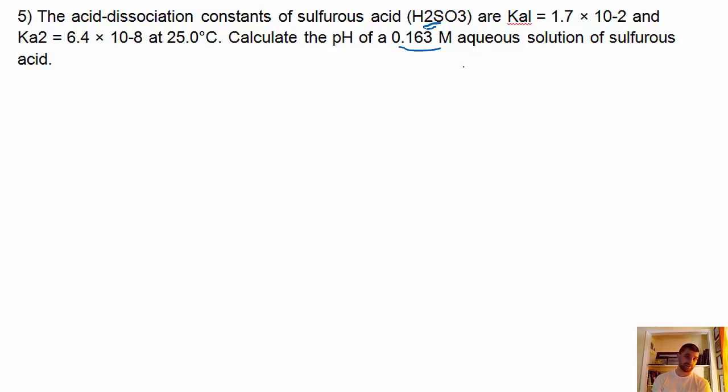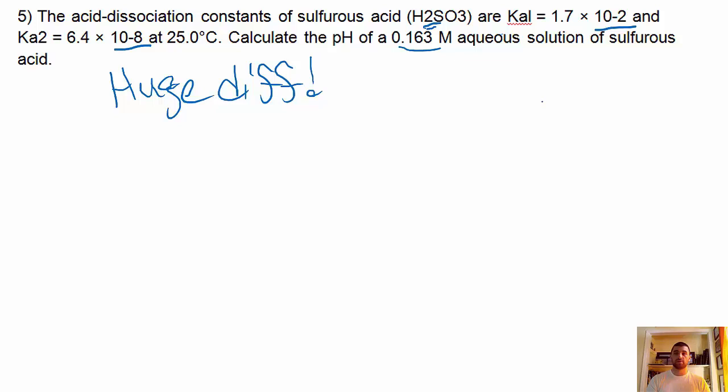All right, so I'm going to cheat a little bit. Looking at these numbers here, I got 1.7 times 10 to the minus 2, and then the next number is 10 to the minus 8. So there's a huge difference, right? That's a million times difference in those Kas, which means most of my H plus is going to come from that first dissociation. That first H plus is going to come off. The next one's going to come off, but not nearly to the same degree as the first one. So I can cheat and just look at the first one.